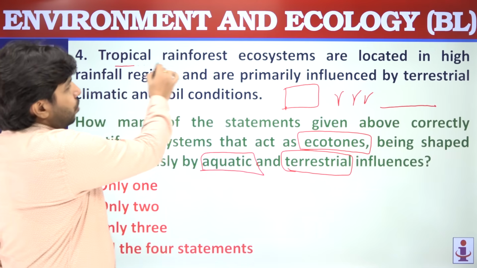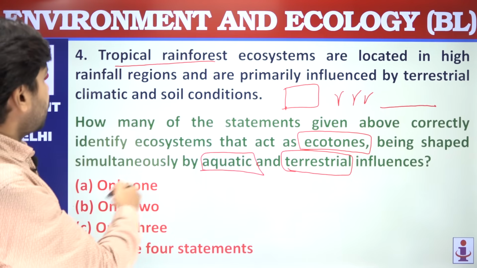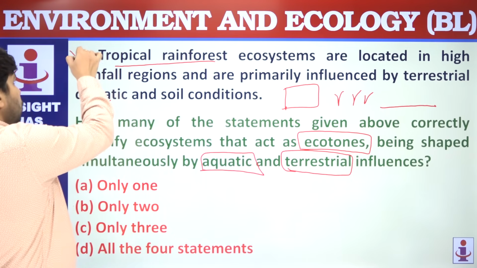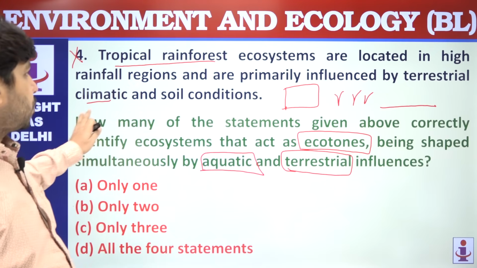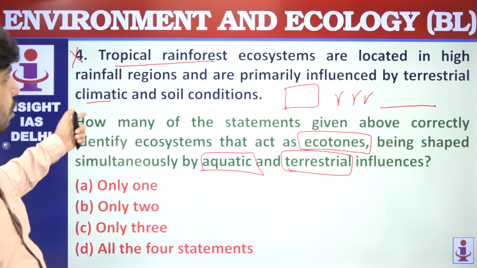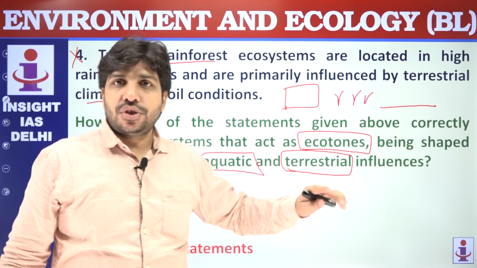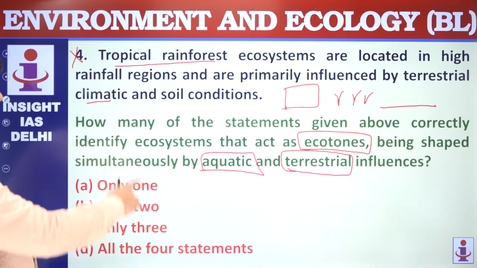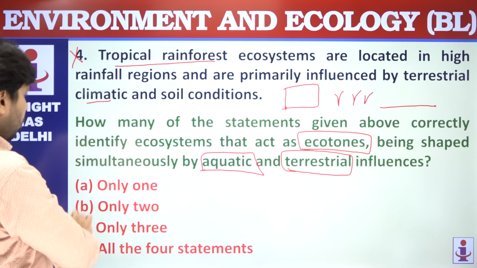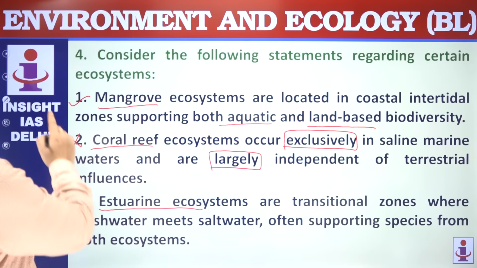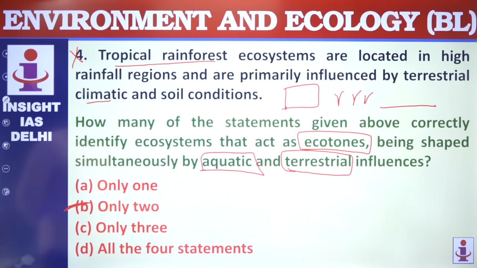Fourth statement is about tropical rainforest. Tropical rainforests are primarily influenced by terrestrial climatic conditions. So this statement is correct, but tropical rainforest cannot be considered an ecotone which is shaped by aquatic and terrestrial both. So though the statement is correct, in the context of the demand of the question, this statement is not correct. So only 1 and 3, only 2 statements are correct. Option B will be your correct answer.